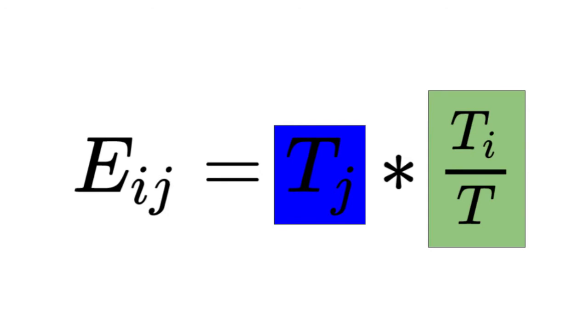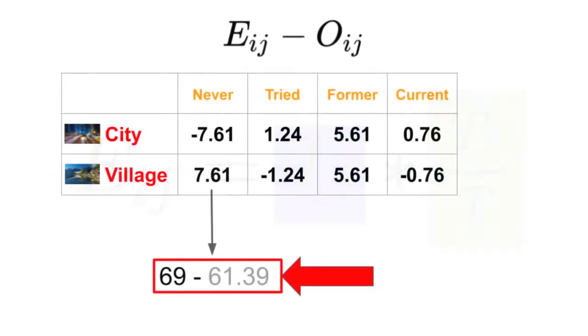Now we can actually use this expected value to calculate the test statistic. We start by simply calculating the difference between this expected value and the real value we actually obtained from the data. Just to provide an example, if we look at the village never smoked combination, we can see that the value 7.61 is calculated as the difference between 69, the real value, and 61.39, the expected value.